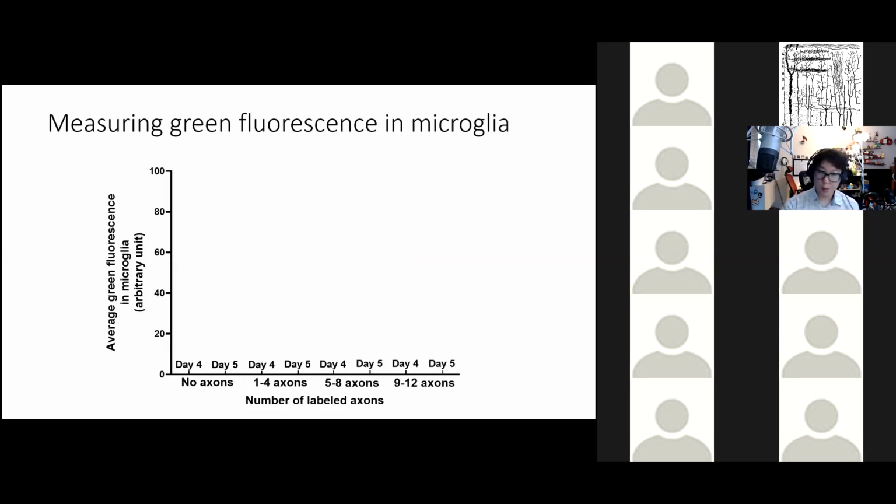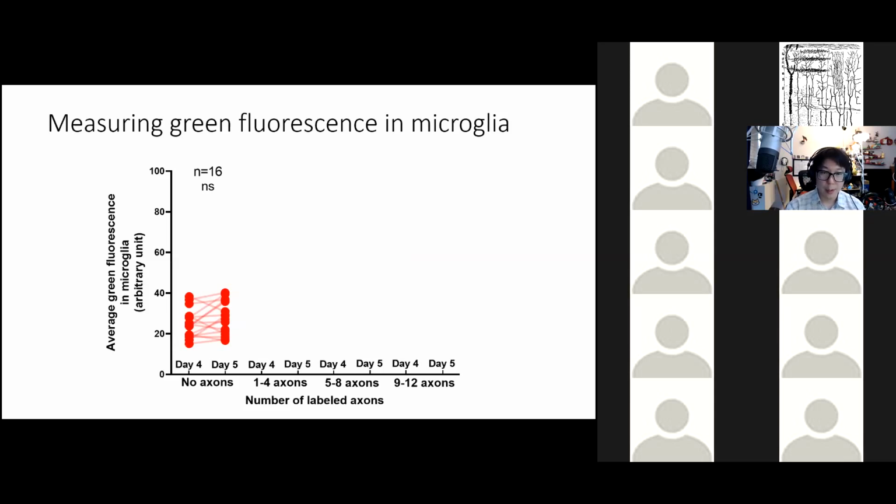So when we electroporate, the number of labeled axons is random. Oftentimes we get no labeled axons. And when there are no labeled axons in the optic tectum, we see no change in the green fluorescence in microglia from day 4 to 5. And you might be wondering why microglia are fluorescent green at all, since there are no labeled axons to interact with. And that's because microglia are myeloid cells. And one property of myeloid cells is that they are autofluorescent.